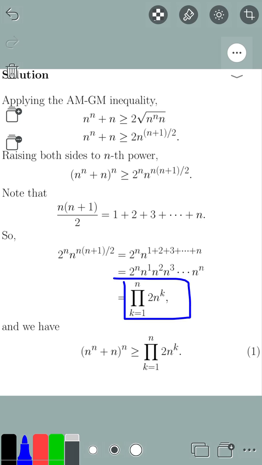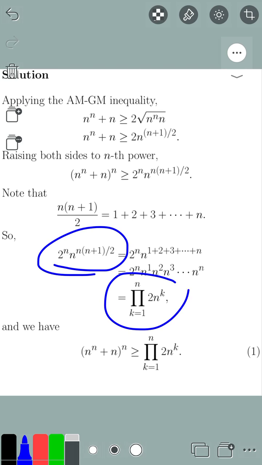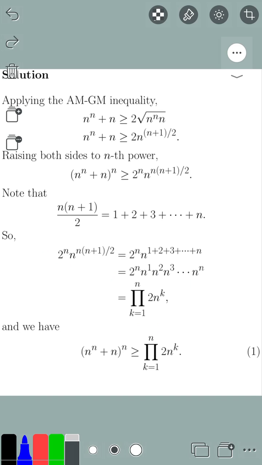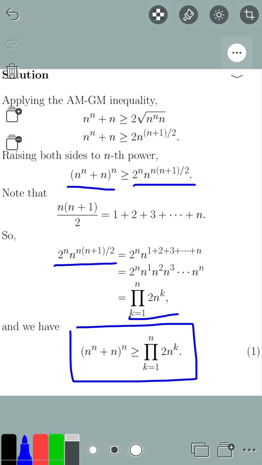And in front of it, we have 2 to the nth power. So basically we're multiplying 2 n times. That's why we have the factor 2 here, multiplying n times, because k goes from 1 to n. So we have 2 to the nth power. This shows that this is equal to this product. We already showed that this thing is larger than or equal to this thing, where this thing is equal to this thing. So we have this inequality right here.